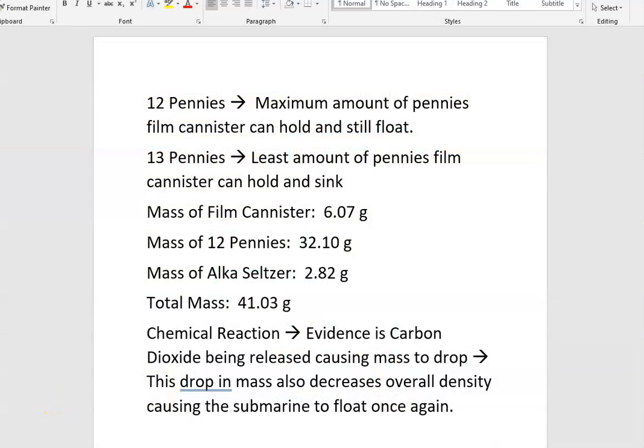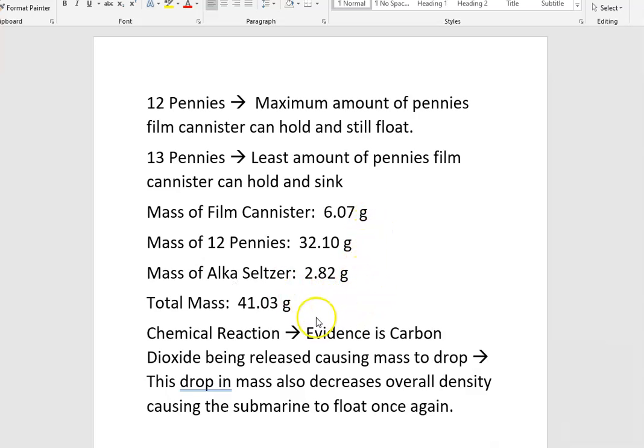So I'm sharing with you all the data that I recorded prior to taking this video. 12 pennies is the maximum amount of pennies the film canister can hold and still float. If I add that 13th penny, that's the least amount of pennies the film canister can hold and still sink. The mass of the empty film canister was 6.07 grams. The mass of those 12 pennies was 32.10 grams. The mass of the Alka-Seltzer tablet that I added was 2.82 grams.